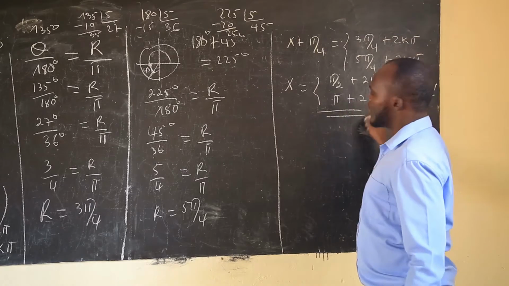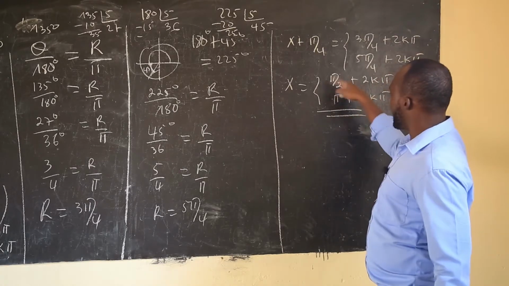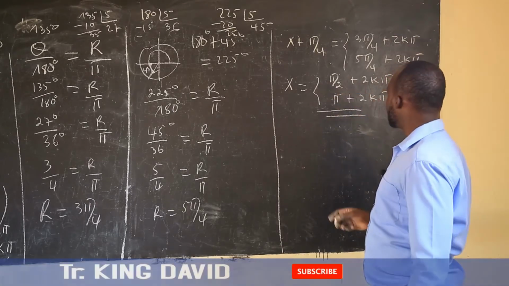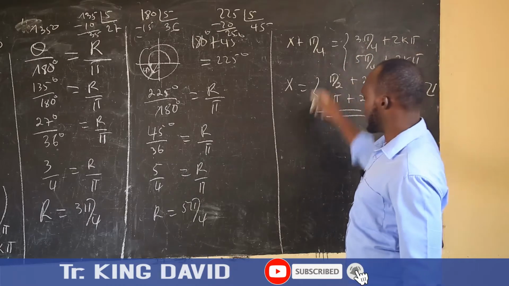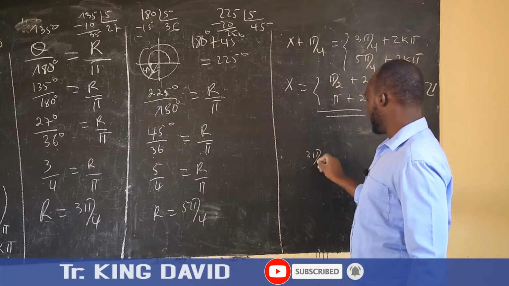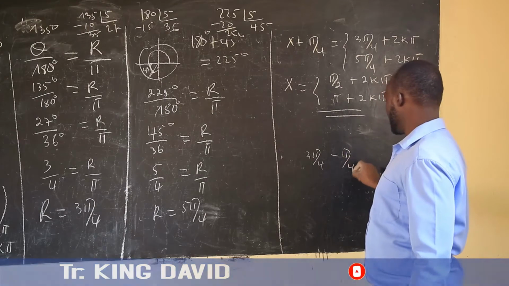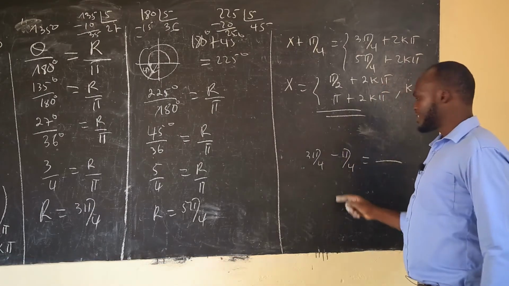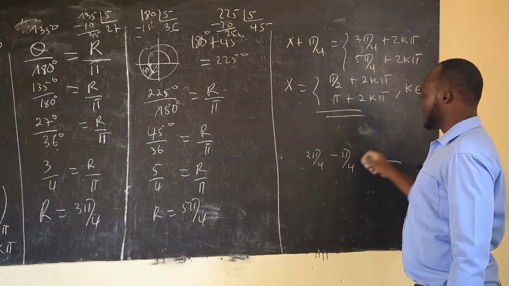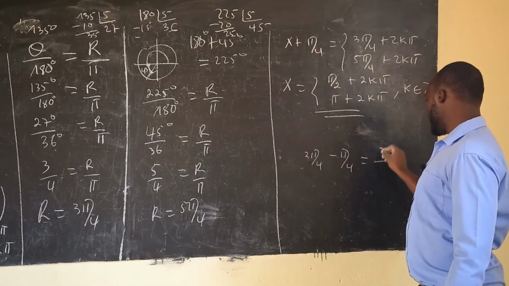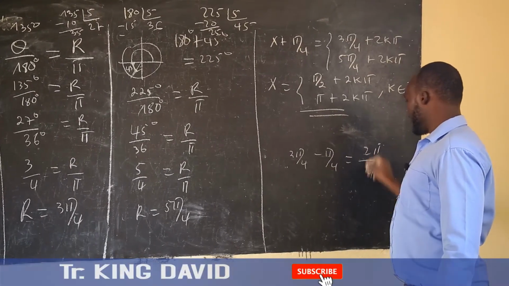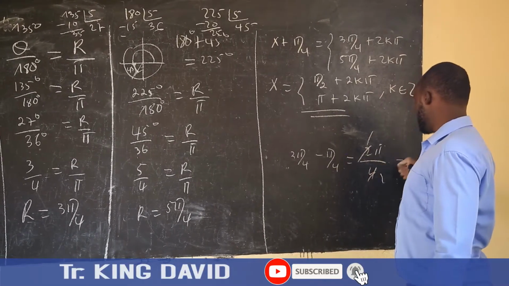So that's the value for x. So how did I get this one? Just take 3 pi over 4 minus pi over 4. They have the same denominator. We add the numerators. That is 3 pi minus pi, that's 2 pi over 4. By 2, 1. By 2, 2. The answer is pi over 2.